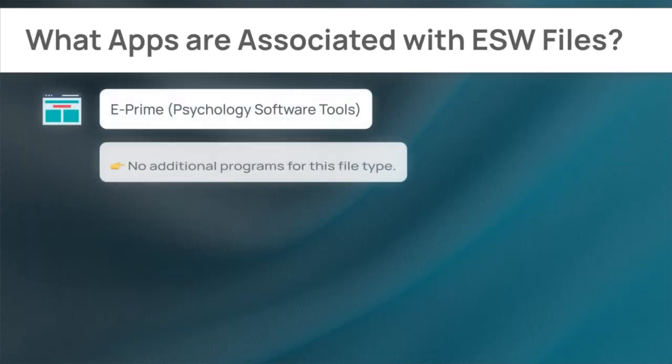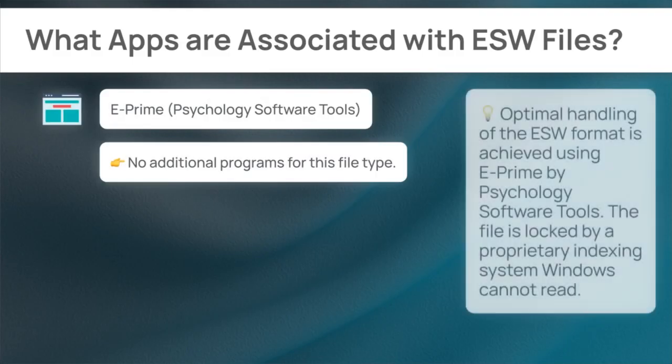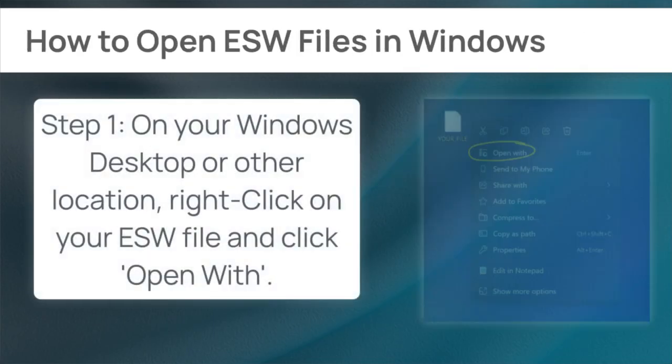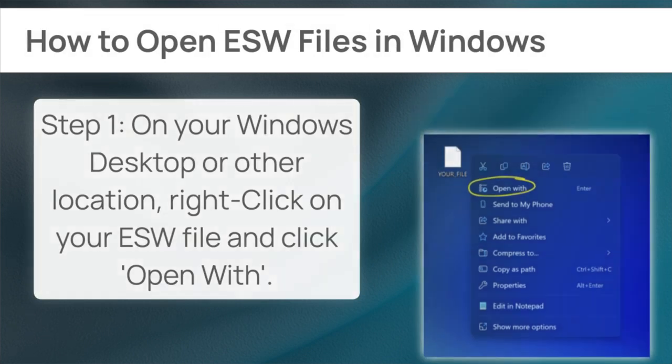Typically, ESW files can be opened with E-Prime created by Psychology Software Tools. Full control over the file's proprietary features requires a dedicated application. Windows can identify the file but not its underlying structure, so compatible tools must be used. We're testing the system's ability to interpret the file's data block.